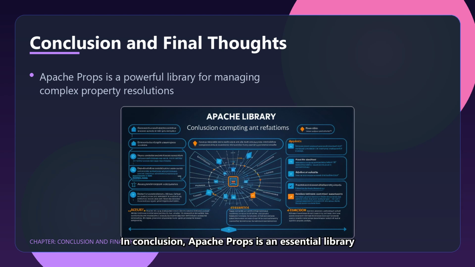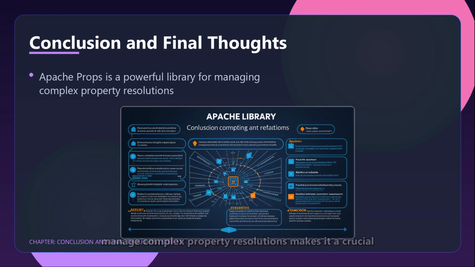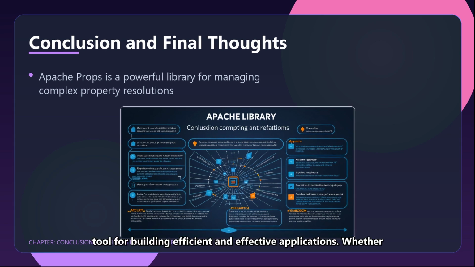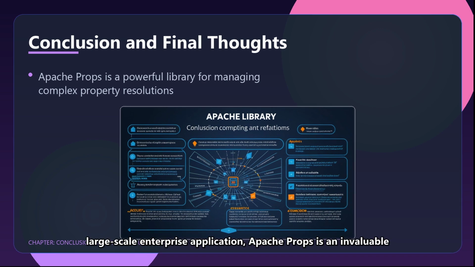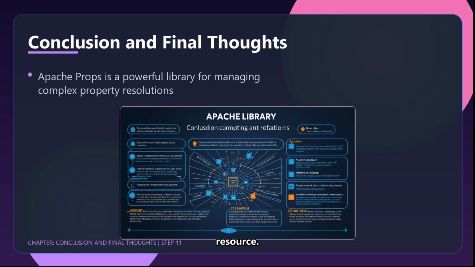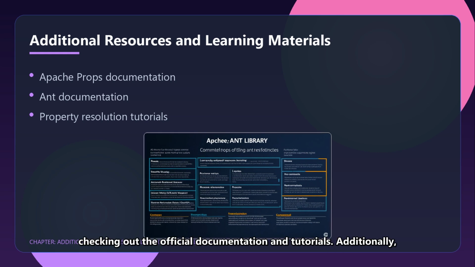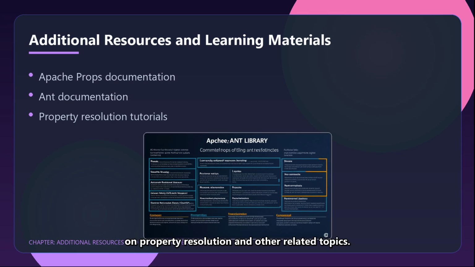In conclusion, Apache Props is an essential library for any serious Ant developer. Its ability to manage complex property resolutions makes it a crucial tool for building efficient and effective applications. Whether you're working on a small project or a large-scale enterprise application, Apache Props is an invaluable resource. For more information on Apache Props, we recommend checking out the official documentation and tutorials. Additionally, the Ant documentation provides a wealth of information on property resolution and other related topics.